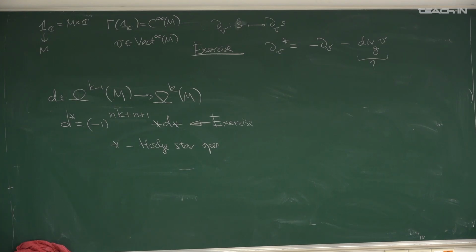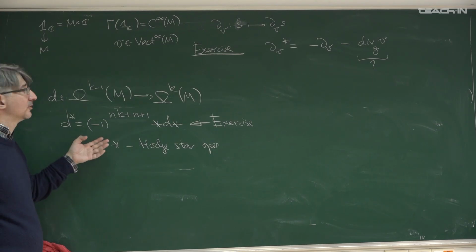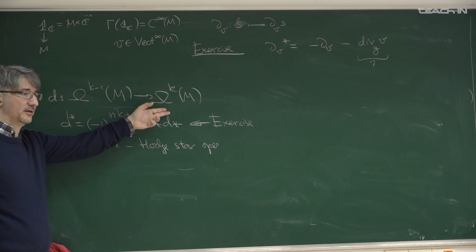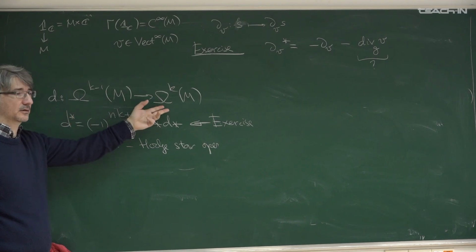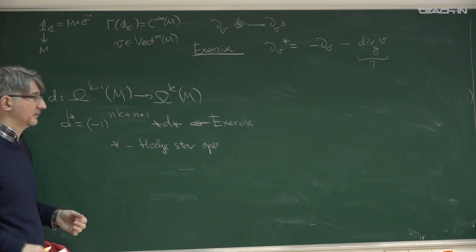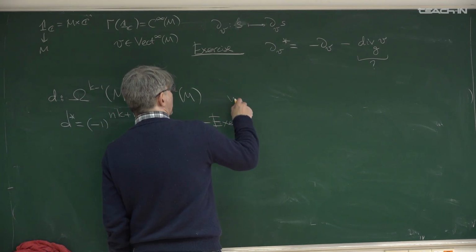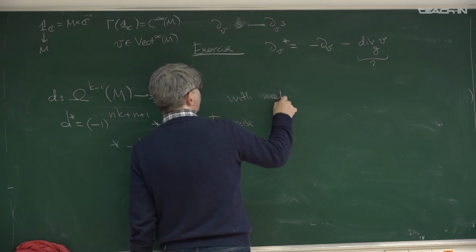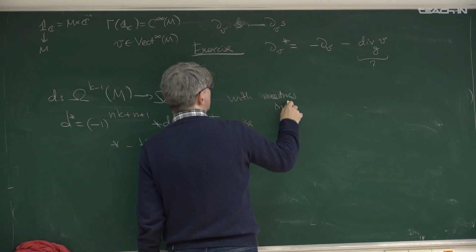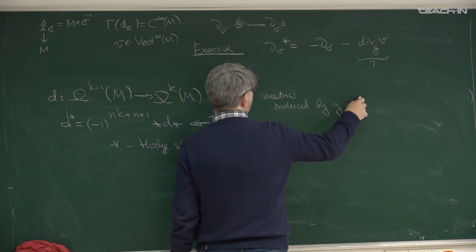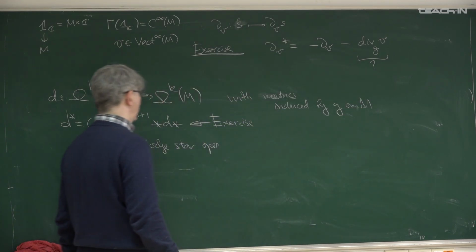Just understand the definition of scalar products, because a formal adjoint requires you to choose scalar products here and here, and they should be defined by the Riemannian metric here. If you took some other scalar product, then the formula will be different, with the matrix induced by G on M. Otherwise, the formula will be different.